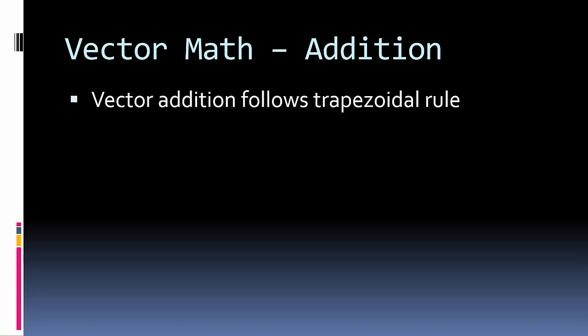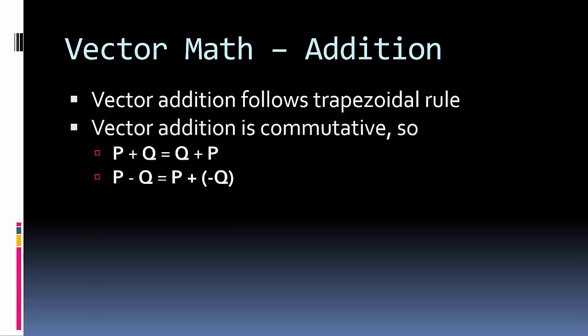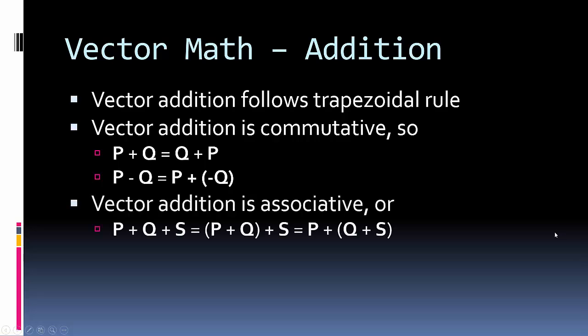Vector addition follows a parallelogram rule, which we just showed. Vector addition is commutative. What does that mean? It means that the order doesn't matter. P plus Q or Q plus P, it's fine. Or P minus Q or P plus minus Q, it's all the same thing. Vector addition is also associative. So P plus Q plus S, you can do it in different orders. You can add the P and the Q together and then add the S, or you can add the P to the sum of the other ones, so it doesn't matter.